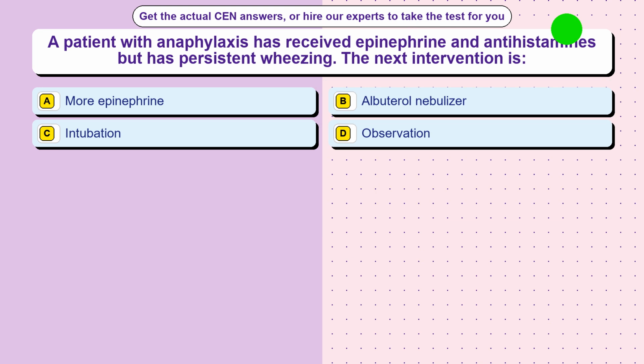Question 48. A patient with anaphylaxis has received epinephrine and antihistamines but has persistent wheezing. The next intervention is: Option A, more epinephrine. Option B, albuterol nebulizer. Option C, intubation. Option D, observation.